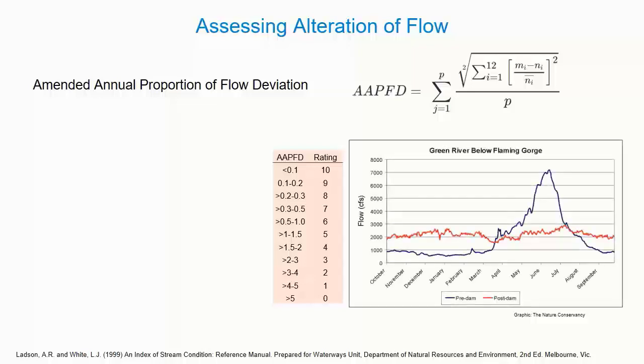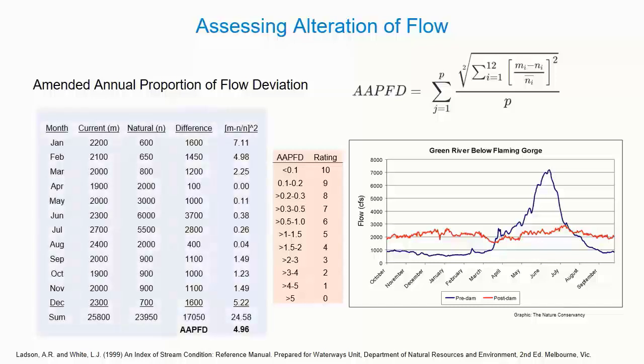Let's see how the indicator might be applied to hydrologic alteration in the Green River, which I presented earlier in the lecture. Remember that the blue curve represents the natural flow regime, and the red is the current altered regime. Taking the monthly values for each and applying the equation as described, we can calculate an AAPFD value of 4.96, which corresponds to a rating of 1 out of 10. This indicates serious hydrologic alteration, which we can see indeed is the case from the hydrographs.